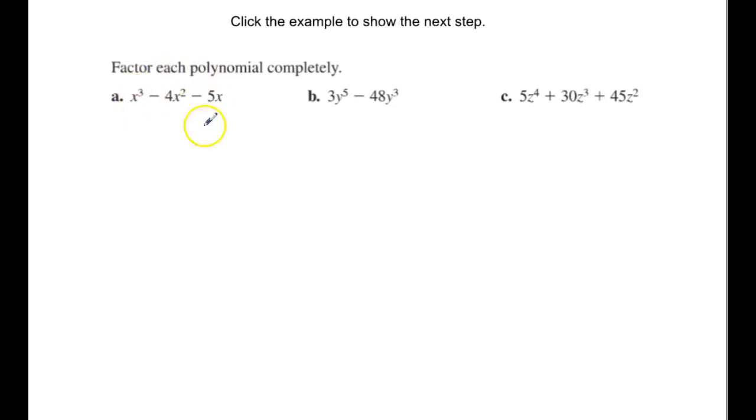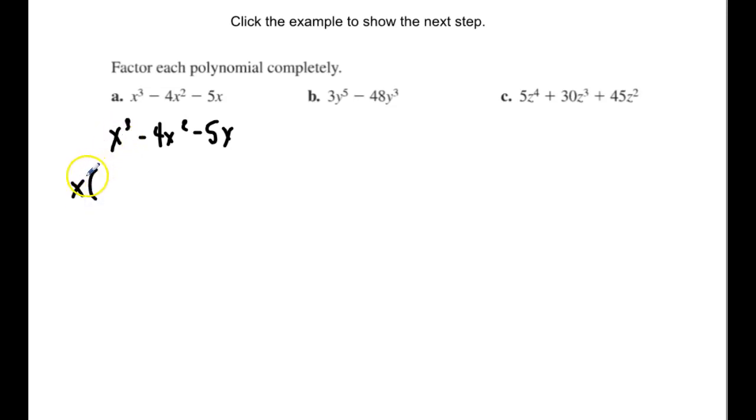So let's look at part A first. The first thing I see in part A is that I have something that's the same, that's common in all three of my terms. So my terms are x cubed minus 4x squared minus 5x. I notice each of these terms has an x in it. So I first want to factor that out. So I'm going to factor out that x.